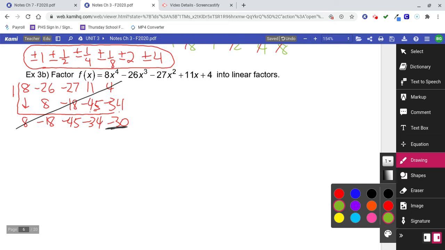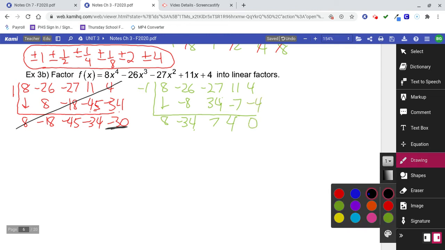So let's try negative 1. 8, negative 26, negative 27, 11, and 4. Hopefully this one will work. Add down, you get 8, multiply, that's negative 8. Add down, negative 34, multiply, positive 34. Add down is 7, multiply is negative 7. Add down is 4, multiply is negative 4, add down is 0. Aha! This one works, okay? That works, so that means that this, go ahead and circle it, is a 0, okay?